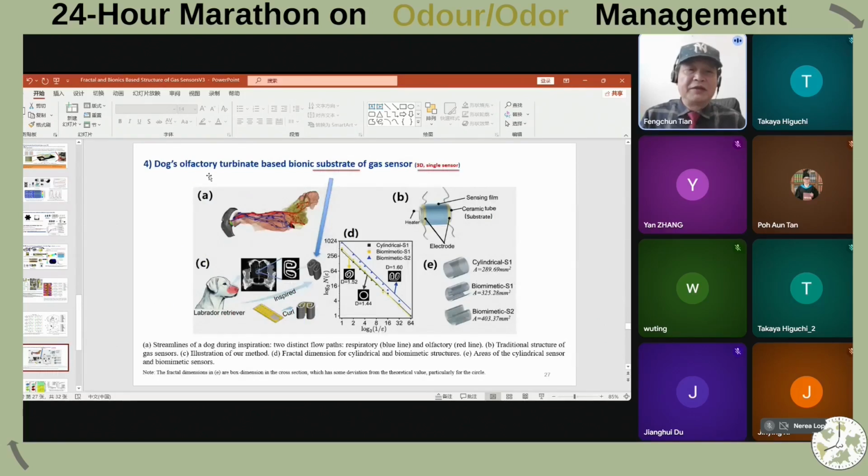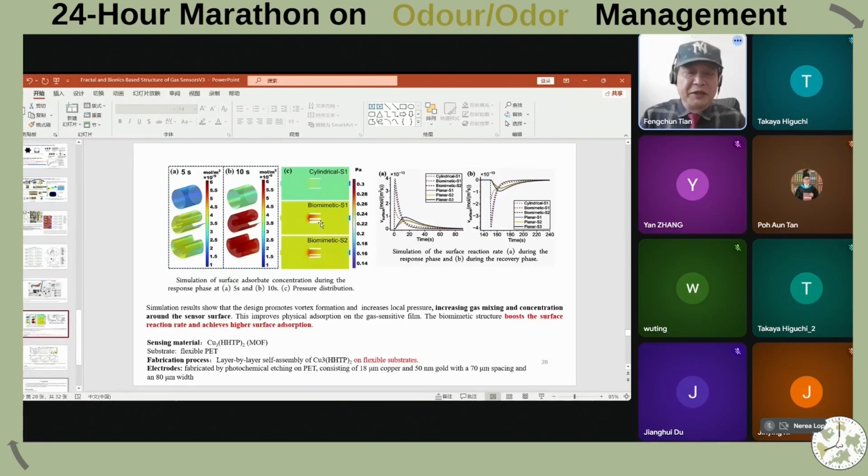The last one is the dog olfactory turbinate based bionic substrate of gas sensor, which is a 3D but single sensor. We strictly mimic the form of the olfactory turbinate of a dog, like this one. And we compared it with the traditional cylindrical one.